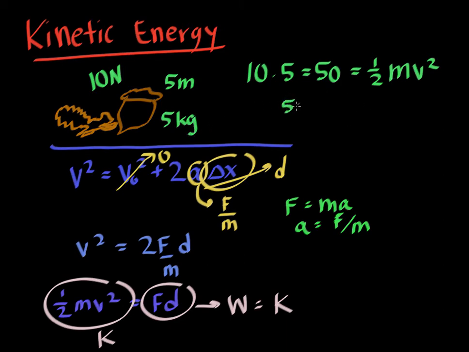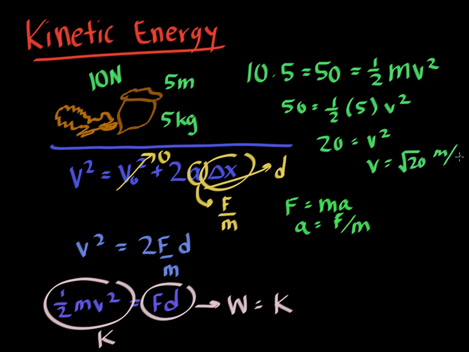So 50 equals 1/2 times 5 times velocity squared. If we multiply this out, we get 20 equals velocity squared, and we get the velocity equals the square root of 20 meters per second, which equals about 4.5 meters per second. And this is your final answer right here. That's how fast the acorn moves after the squirrel pushes it with 10 newtons for 5 meters.